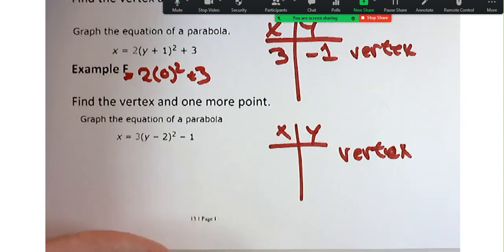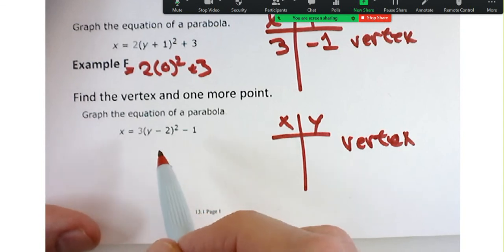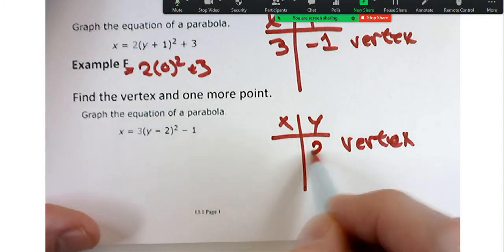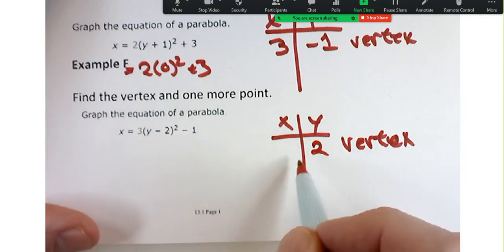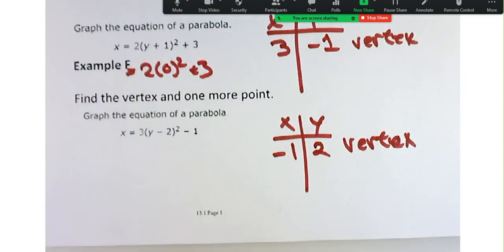Any takers? What's the vertex going to be? I'm hoping this is something you can just read off. Start with the squared term. What's going to make the squared term equal to 0? 2. And if I put in a 2 here, what's left for x? Negative 1. Thank you, ladies.